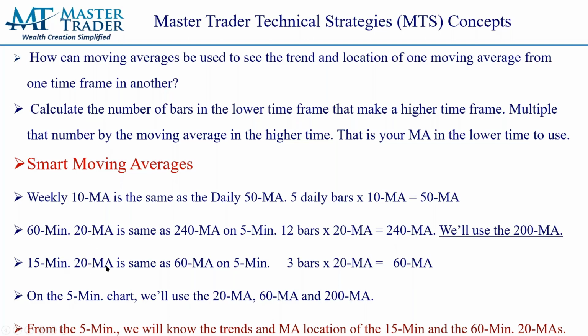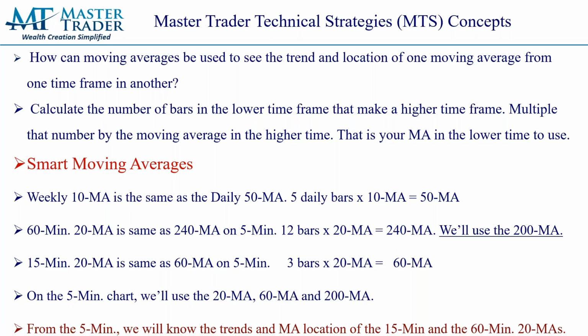And for your intraday charts, with a 60 MA, what's the 20 MA? Do the calculation: 240 on the 5-minute, 12 bars times 20, 240. I just put the 200. It's close enough for government work, which is pretty sloppy, as we know. On the 15-minute chart, the 20 MA is the same as the 60 on a 5, 3 bars times 20. I put a 60 MA on my 5-minute chart. Now I know where the 20 MA is on the 15-minute chart.